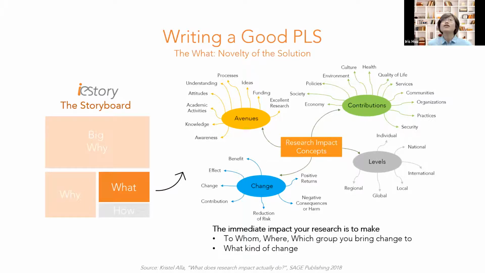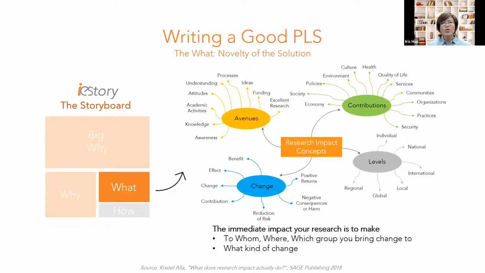You're trying to invent or use a new way to increase the survival rate, for example. Or you're trying to dig deeper into the data to find out whether there might be a new solution or a new angle to look at the existing issues. Those are the novelty of your solution. That is what your research is trying to solve, and that is why your research is different and unique.